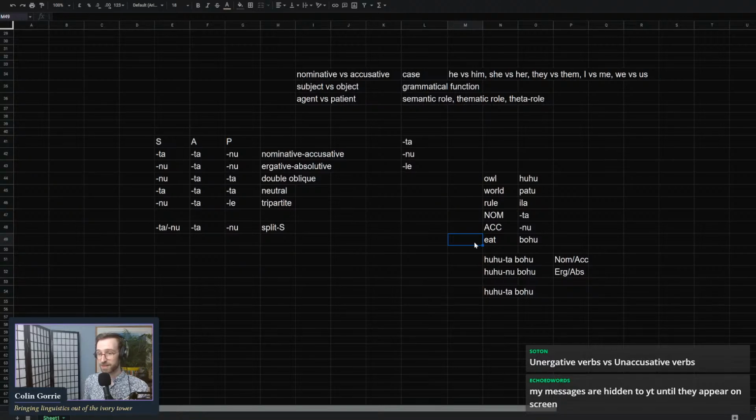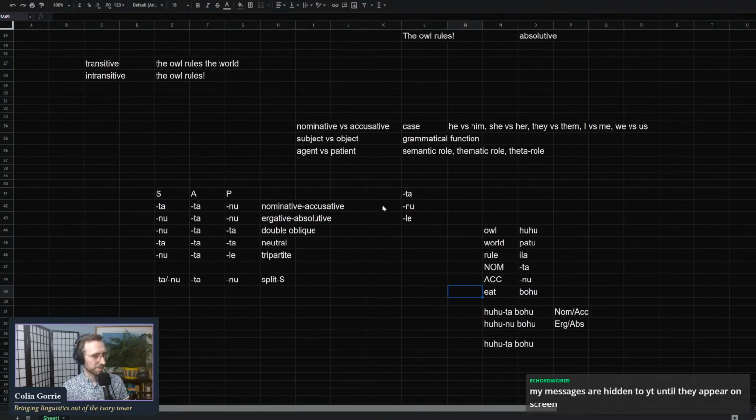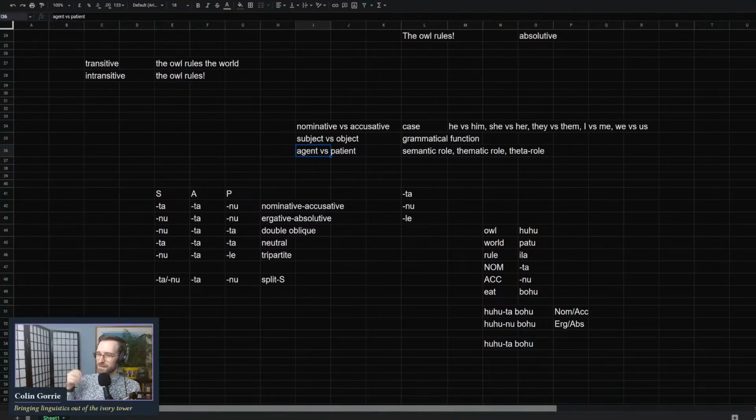Not always, right? One human can act on another. So what makes something more of a patient? We're talking here about this agent versus patient distinction. What makes something more agent-like is that it's sentient, it causes action, it moves, it has volition. What makes something more patient-like? It's that it undergoes a change of state. So something super agent-like would be a kid throwing a baseball at a window. The kid is the agent, the window is the patient.